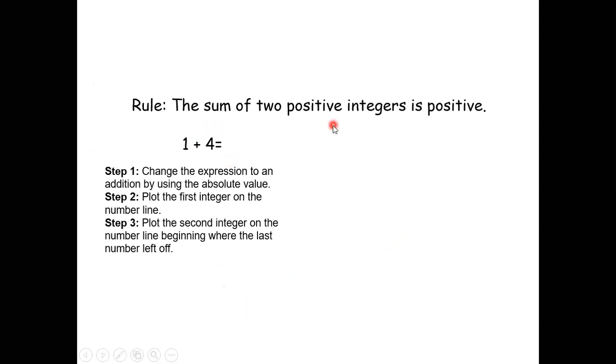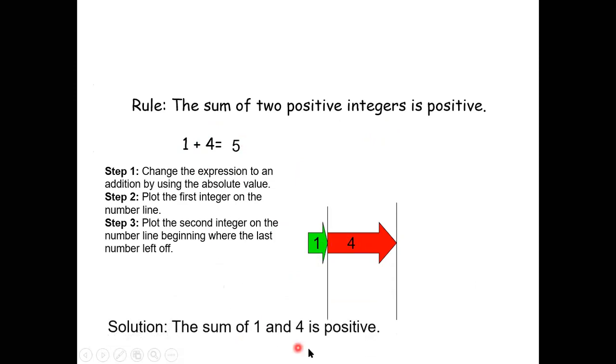The rule is the sum of two positive integers is positive, right? So here the example is 1 plus 4. First plot 1 and second plot 4. So what is the answer of 1 plus 4? 1 plus 4 is 5. The sum of 1 and 4 is positive.